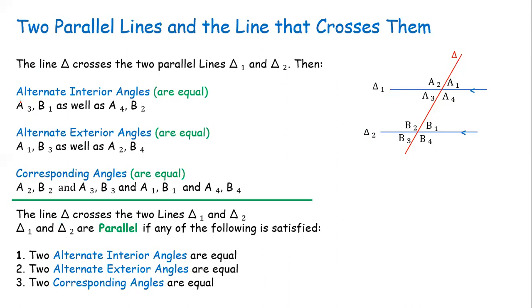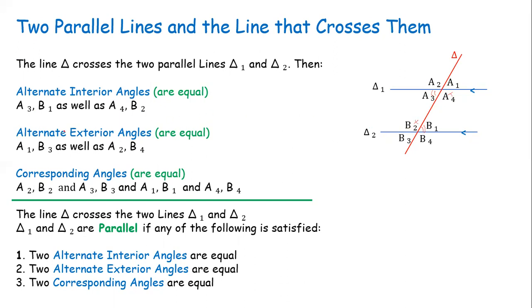So let's start by the alternate interior angles. And for an example, we have A3 and B1. So those two angles, A3 and B1, are alternate interior angles, and they have equal sizes. Similarly, we have here A4 and B2 are alternate interior angles, and they also have equal sizes.